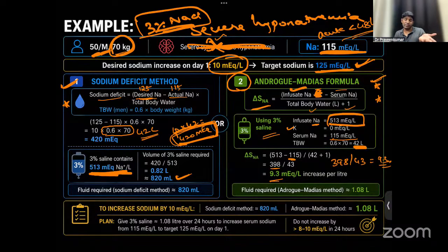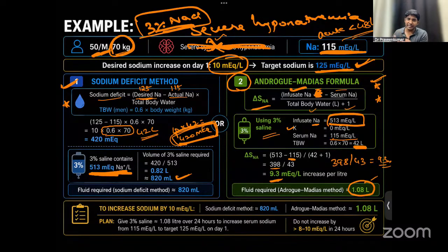So how much should you give? If you calculate it, it comes to 1.08 liters. Obviously, 1 liter gives 9.3, so you have to give a little more. If you calculate, it comes to 1.08 liters. That's all. Any doubt with this?